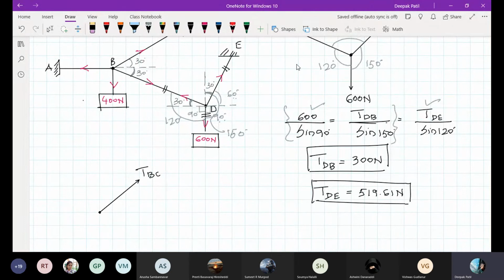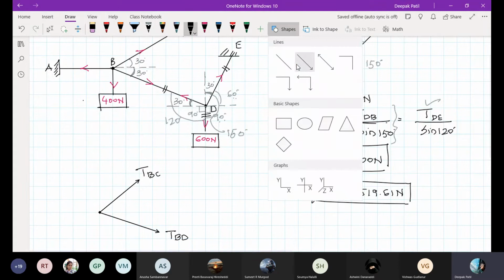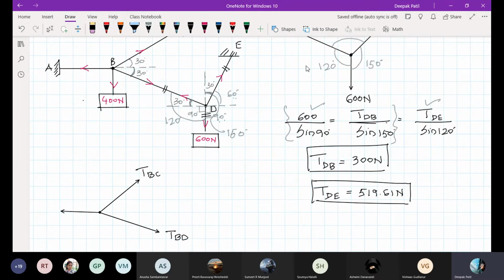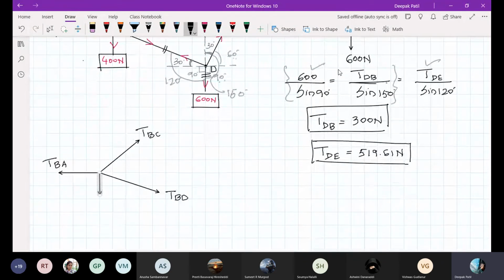Okay, then one is acting in this direction. I will call it TBD, which is the same as TDB. Then one is acting in this direction, horizontal direction. I will call it TBA. And one more is acting downwards, and that is already given to you, which is 400 newtons.